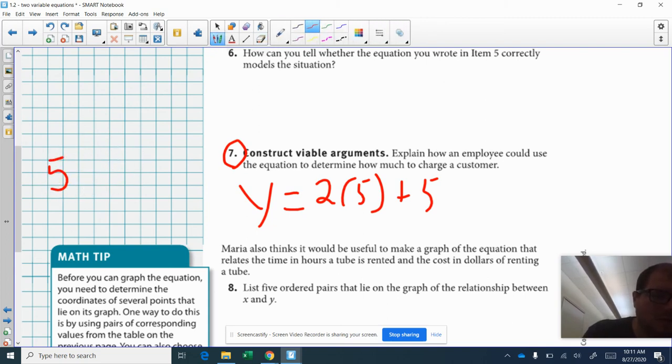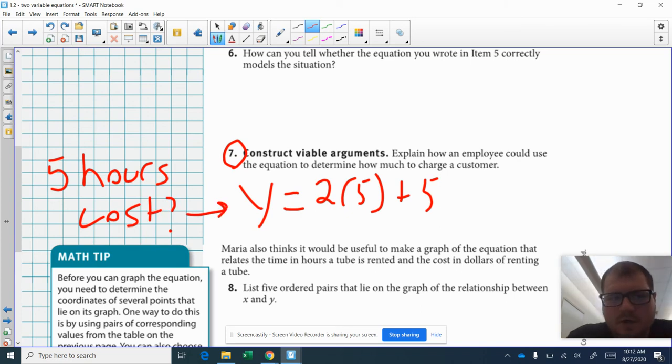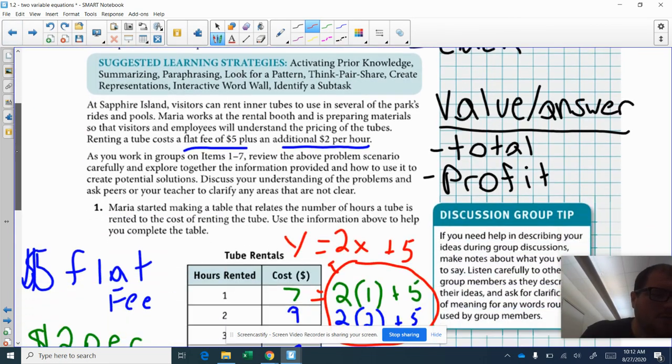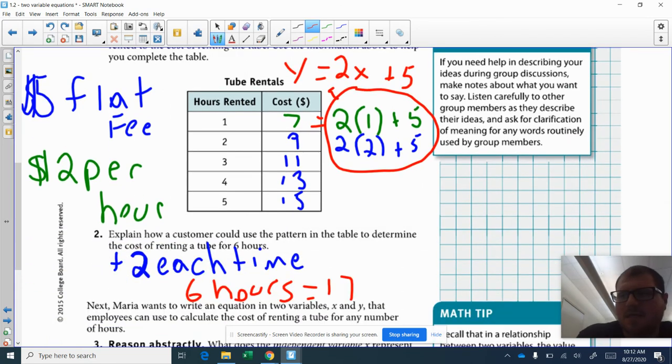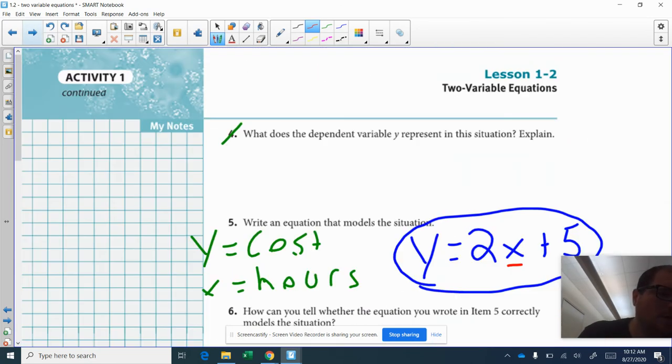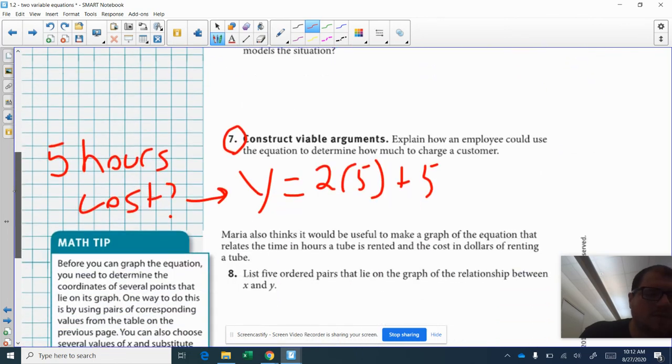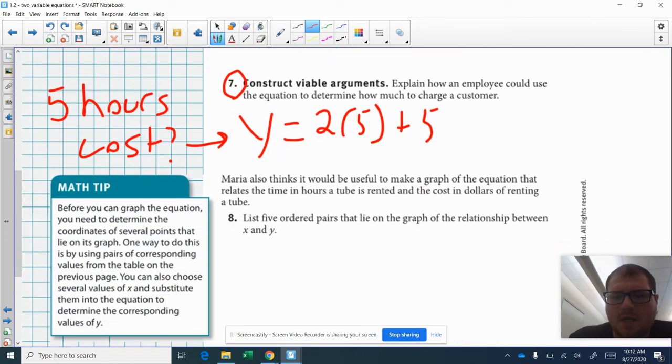Let's say the customer wanted it for 5 hours, and we're trying to find the cost. Well, that's all we have to do now. We don't have to go through a chart. We don't have to go back and do all this work of going step by step and trying to find the pattern. We can just plug that right into the problem right there. And right off the bat, we can figure out that it's going to be $15.